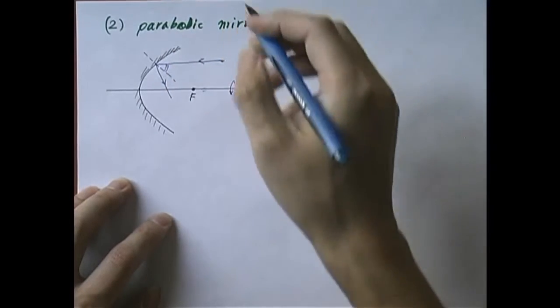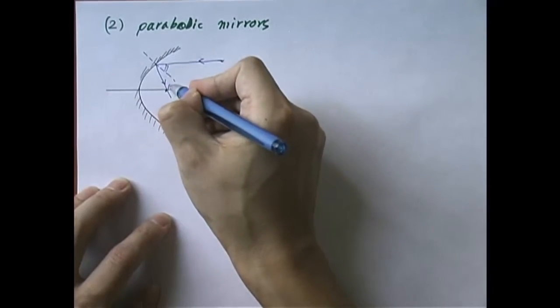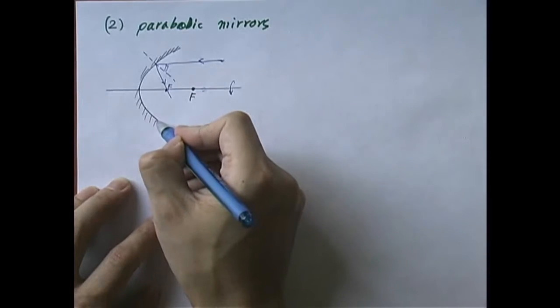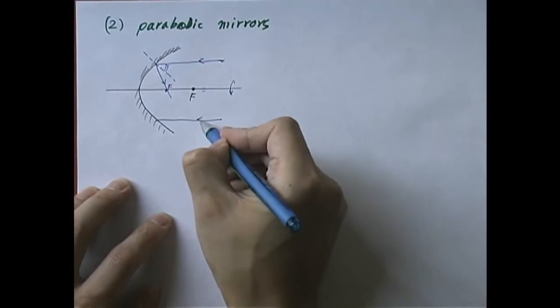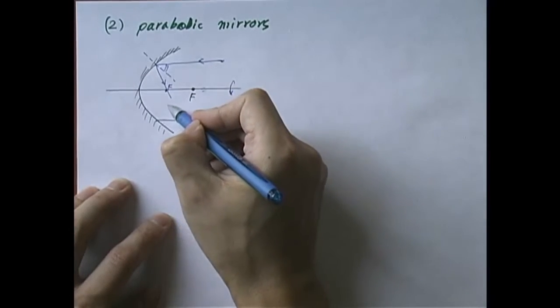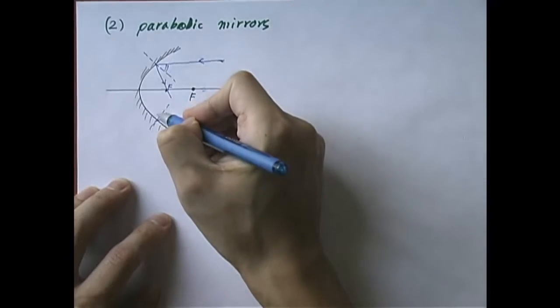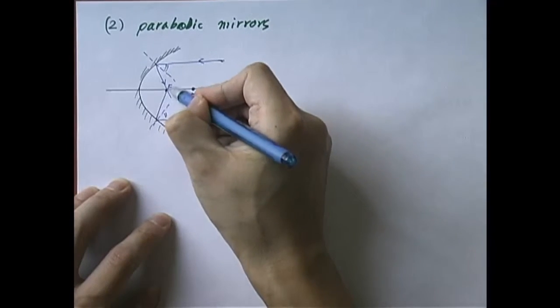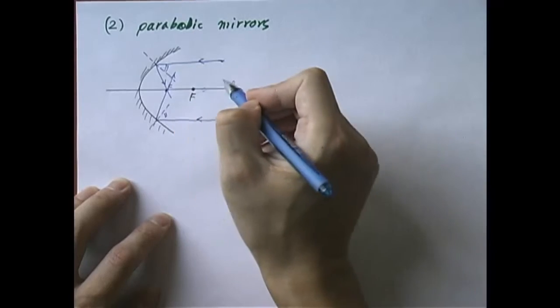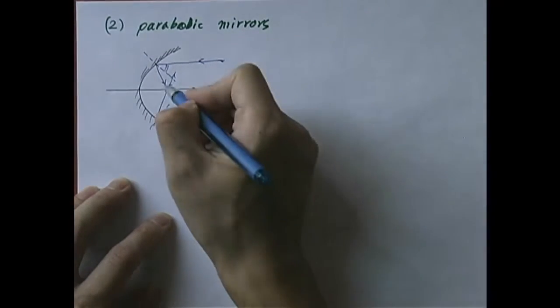So in fact, I didn't draw this right. The focal point should be here. Then I imagine another beam also parallel, and I'm going to apply Snell's law once again. So this is the incoming angle. The outgoing angle will be the same. So it goes like that. Here is a reason why we call this a focal point.